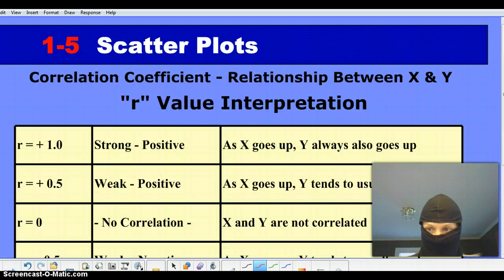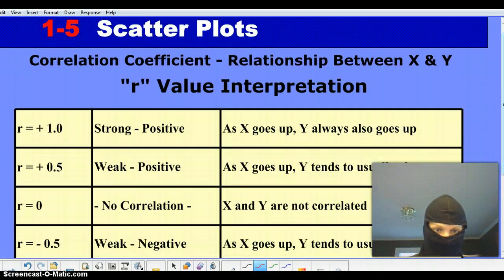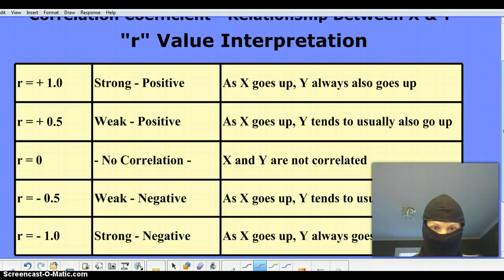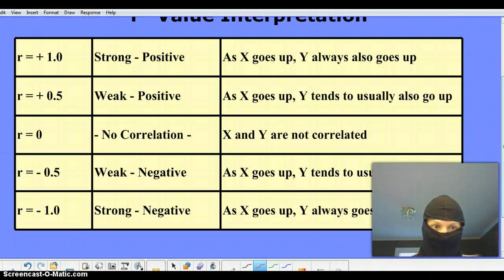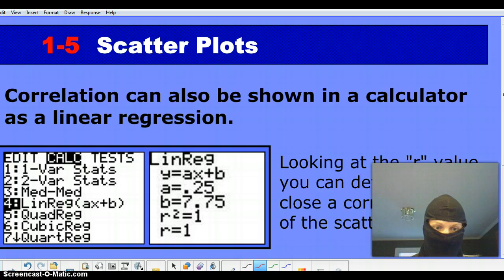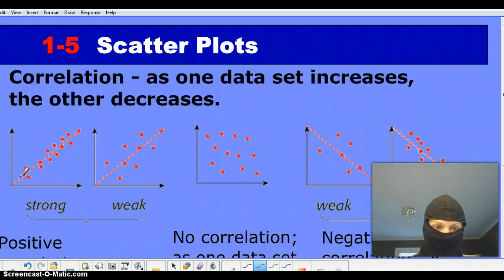So you might want to write this little chart down because you'll need it tomorrow. I know my head's in the way, so I'll move it up in just a second here. So if your R is 1, that's very strong. That means just like we just showed here, this would have an R factor of 1. It's very strong. So this would have an R equals 1. This would have an R equals 0.5. It's weak. It's not real close. 1 is the highest you can get.